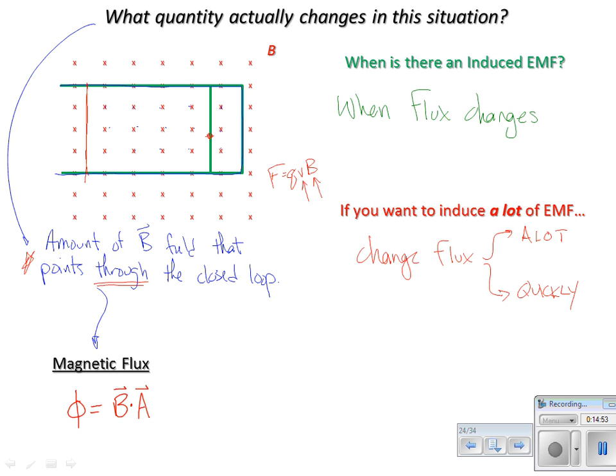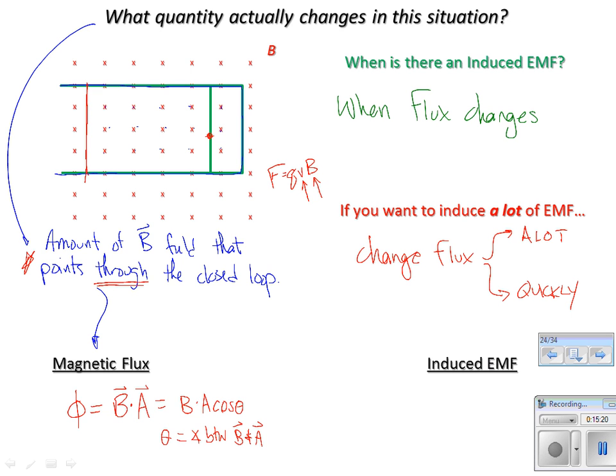It actually goes like this: magnitude of B, magnitude of A, times the cosine of the angle between them. Theta is the angle between the two vectors B and A. Well, B, sure, that's a vector. Area is a vector. Well, it is for us, and I'm going to show you that in the next slide. So here's how we find magnetic flux.